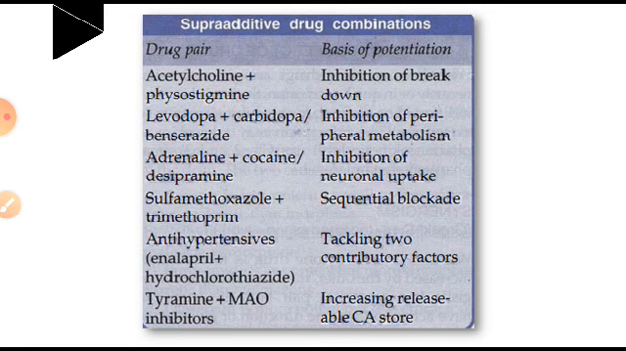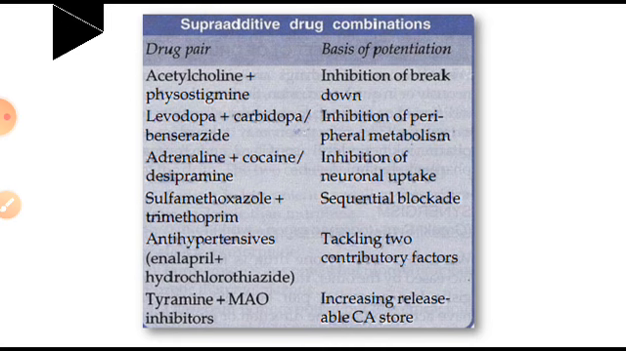Here are some examples of superadditive or potentiation drugs. Good, common examples: acetylcholine with physostigmine, right? In third year, you will do the experiment on this combination, acetylcholine and physostigmine. When you add acetylcholine and physostigmine together, what happens? Physostigmine saves the acetylcholine from degradation. So the acetylcholine will be available a little more in the nerve endings. When acetylcholine is available in higher concentration, its effect will rise, right? So that is what physostigmine does: it protects acetylcholine from natural degradation by the cholinesterase enzymes.